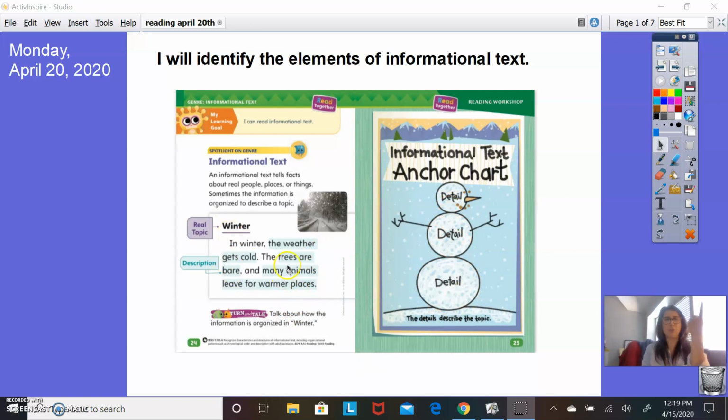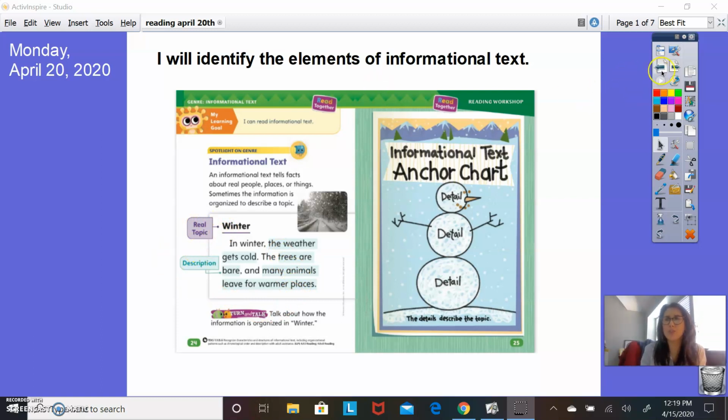Let's see, we found out that weather gets cold. That's one. We also learned that trees are bare. Remember the word bare in this sentence, it means that there aren't any leaves on the trees. And many animals leave for warmer places. So there are three details here that tell us more about the topic winter.